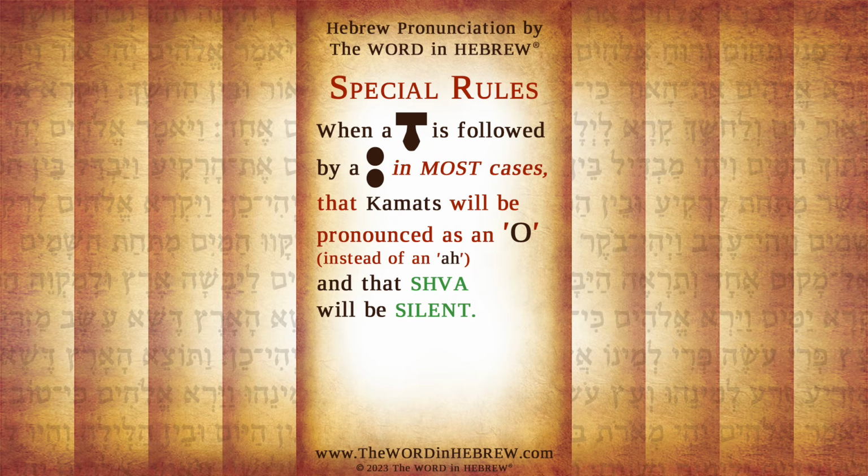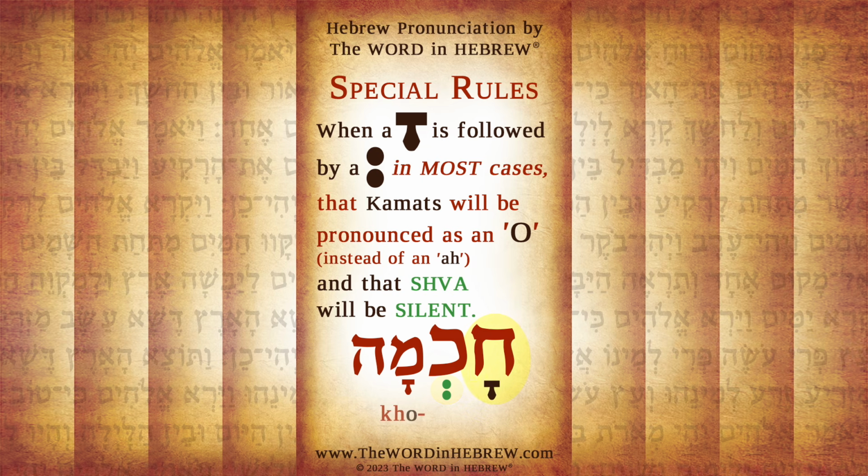And our last rule is when a kamatz is followed by a shva, in most cases that kamatz will be pronounced as an o instead of an a, and that shva will be silent. Here is a good example. We can see that we have a kamatz followed by a shva. So the chet with the kamatz will become cho, and the chaf with the silent shva will just be ch.